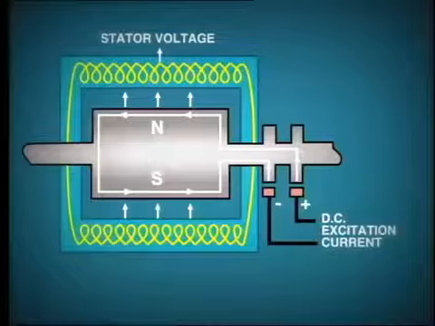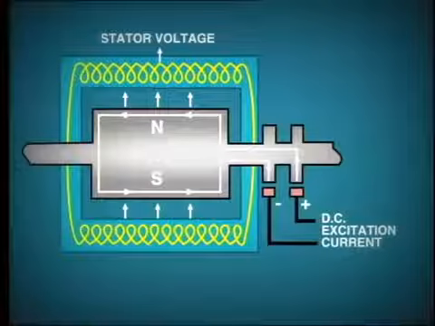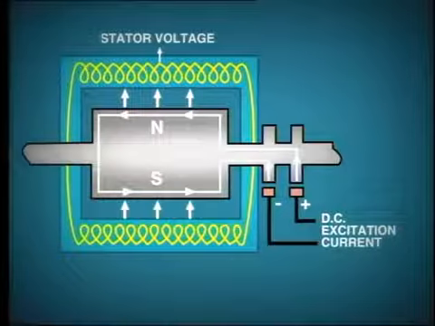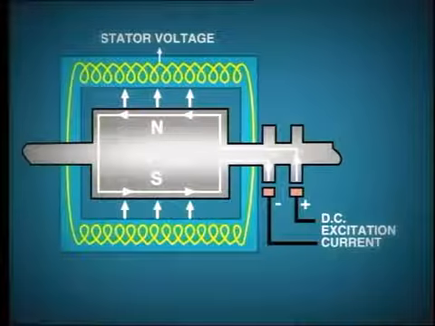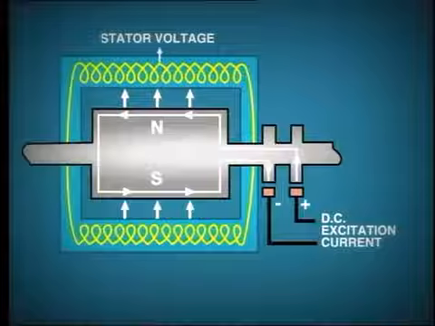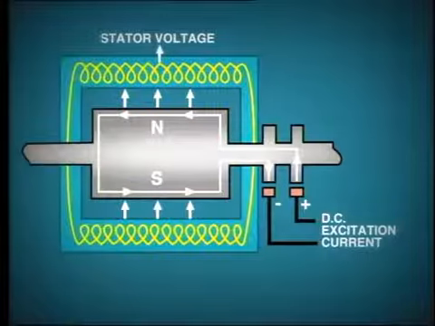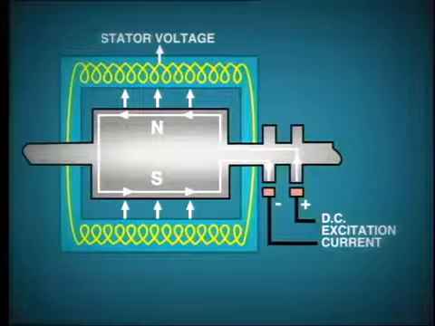Control of the generator output voltage is affected by adjusting the magnitude of excitation current. We already know that increasing excitation results in an increase in the strength of the rotating magnetic field. This in turn brings about an increase in the voltage which is induced into the stator conductors. Let's take a closer look at the excitation system to see how this control is carried out.